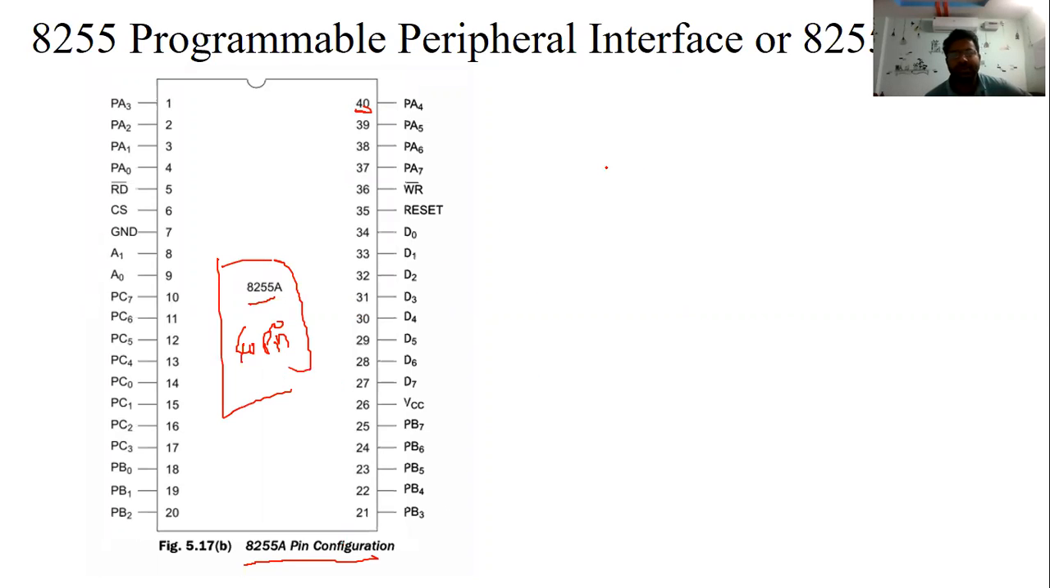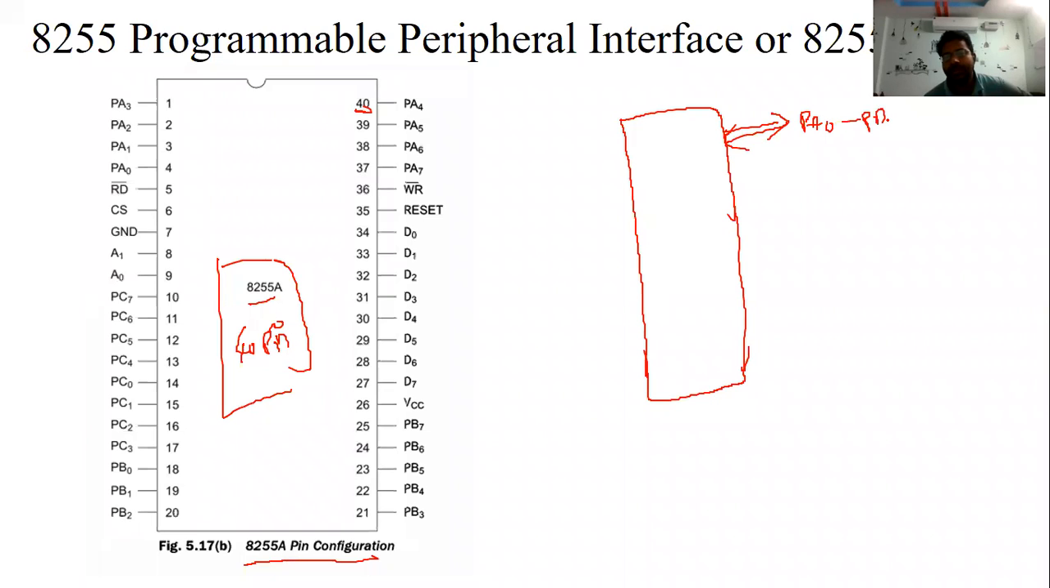Remember this diagram, and you can convert it into a simplified diagram. Just simply draw this diagram, all of you: PA0 to PA7, PB0 to PB7.